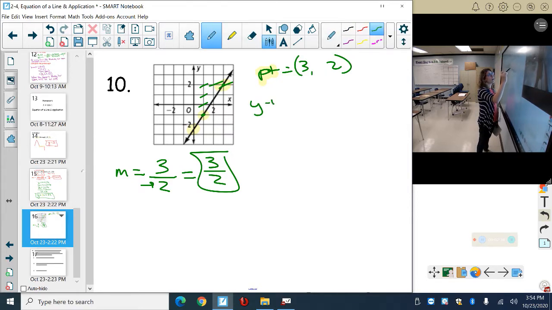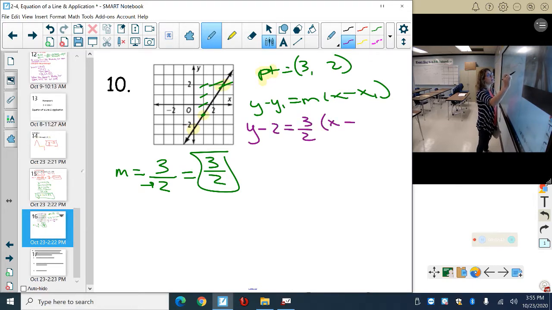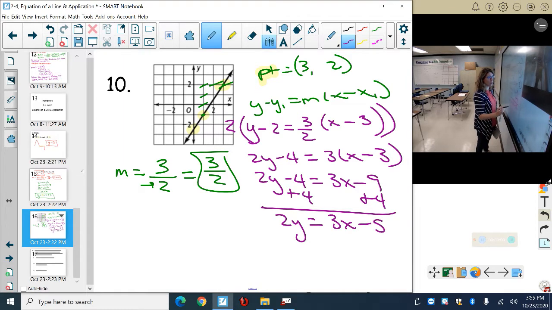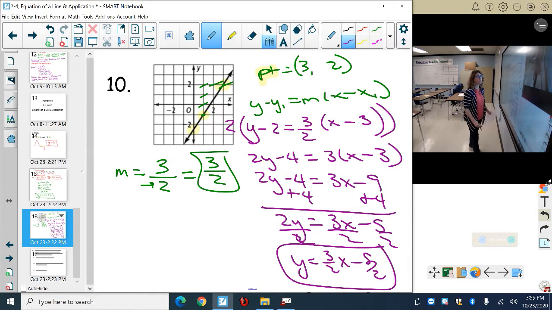Okay, so I'm going to have y minus y1 is equal to m times x minus x1. So this is y minus 2 is equal to 3 over 2 times x minus 3. So I'm going to go ahead and multiply everything by 2 to give me 2y minus 4 is equal to 3 times x minus 3. So 2y minus 4 is equal to 3x minus 9. Add the 4. 2y is equal to 3x minus 5. And divide every single term by 2. So that's 3 over 2 x minus 5 over 2. Okay?